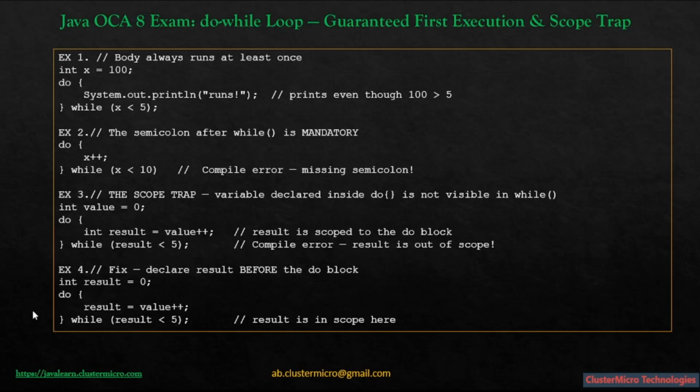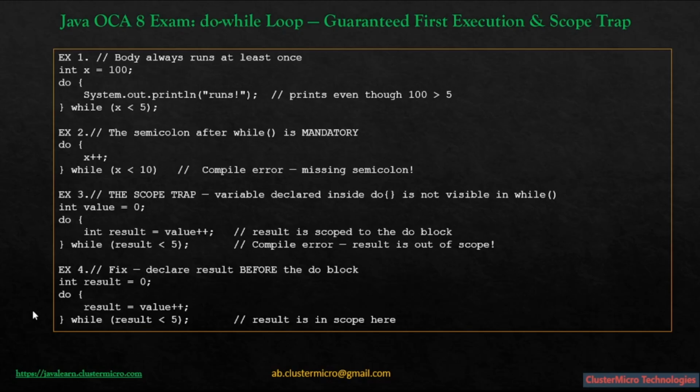Even if the condition is false the first time it is checked, the body has already executed once. So there are two important syntax details that are often tested in exams. First, the semicolon after the while condition is mandatory. The syntax ends with a while condition, colon, semicolon. This is unique to the do while loop, and forgetting the semicolon results in a compile time error. So we have to remember that.